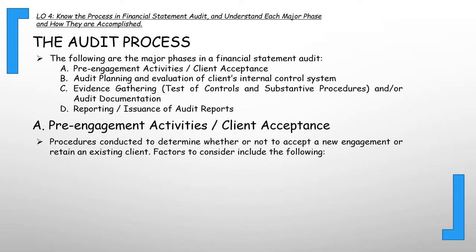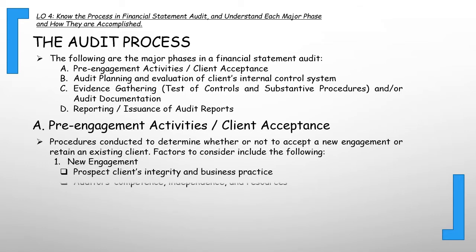Okay? So, ito yung procedures conducted to determine whether or not to accept a new engagement or retain an existing client. 'Di ba? Factors to consider include the following. For new engagement, prospect client's integrity and business practice. Okay? Then, auditor's competence, independence, and resources. 'Di ba? As professional accountant, we should not be associated with clients whose integrities are questionable. 'Di ba? That's why we normally communicate with the prior auditor upon obtaining audit client's approval.